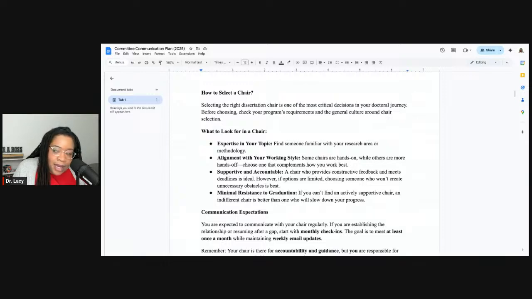When I think about my chair, it was important that she understood qualitative research, she understood critical qualitative research design, and that she was not going to get in my way. My chair was like, girl, you can go harder. I was like, I want to graduate. But she understood qualitative research and she also understood my topic, even though it wasn't a major research area for her. She understood it enough to say, I trust you.